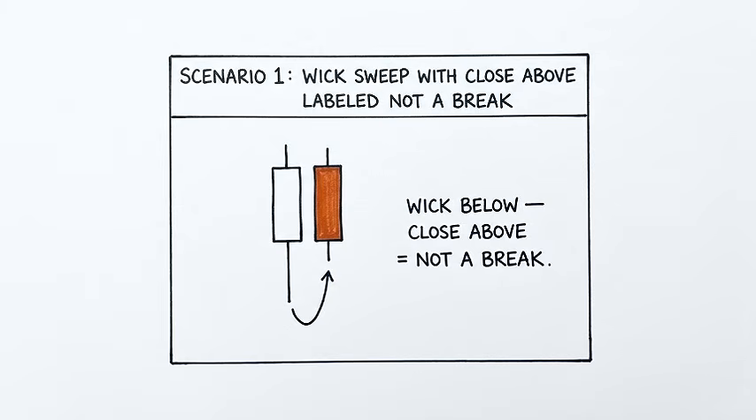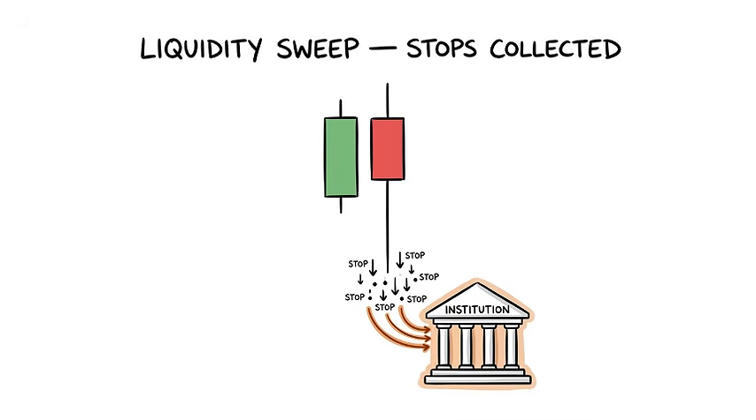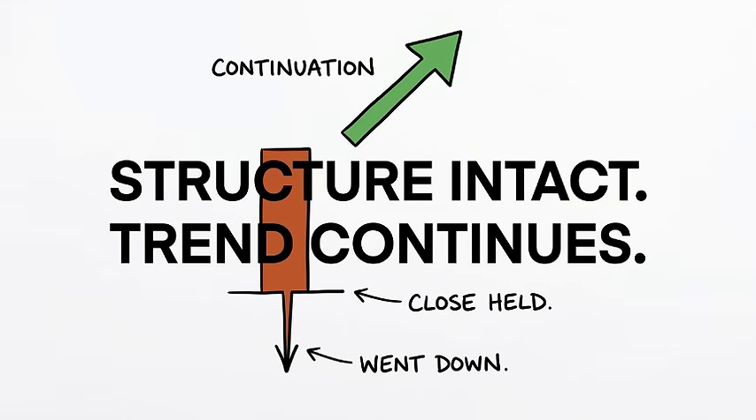Scenario 1. Price wicks below the swing low and closes back above it. This is not a break. This is a liquidity sweep. Institutions pushed price below support specifically to trigger retail stop losses and create the sell orders they needed to fill their buy orders at better prices. The wick went down, the close held. Structure is intact, the uptrend continues.